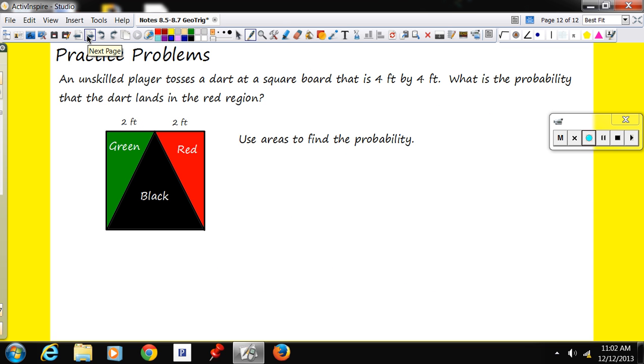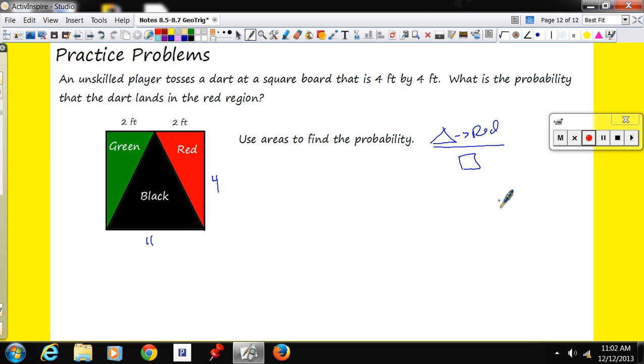Okay, an unskilled player tosses a dart at a board that is 4 by 4. So I could put a 4 and a 4 here. What is the probability that it lands in the red region? Okay, so what's the desired? The desired is the red triangle, right? And the total outcome is the square, right?